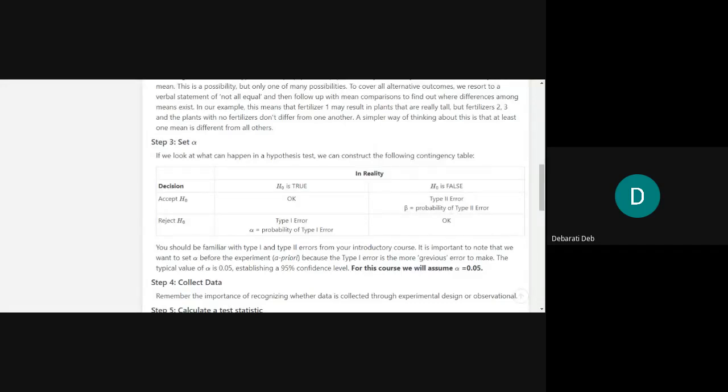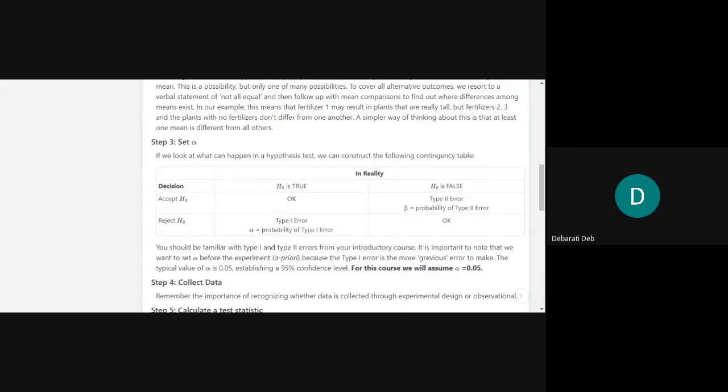Then in the third step, you need to set the level of significance. This alpha, which you can see right now on your screen, step 3, set alpha. This alpha is called the level of significance. If we look at what can happen in a hypothesis test, we can construct the following contingency table. So now see, we can prepare this contingency table.